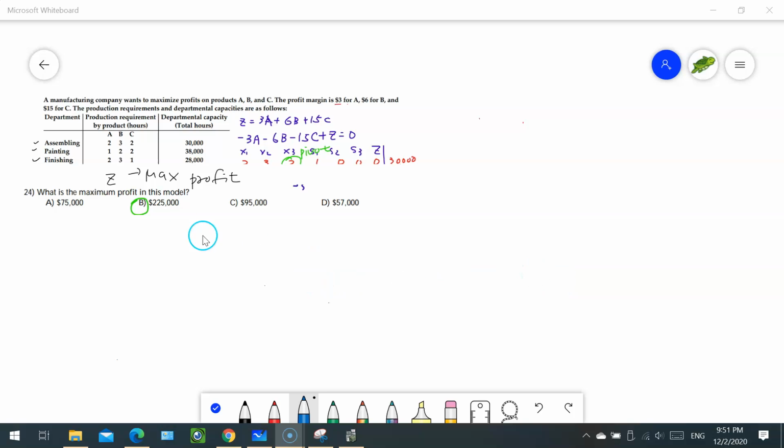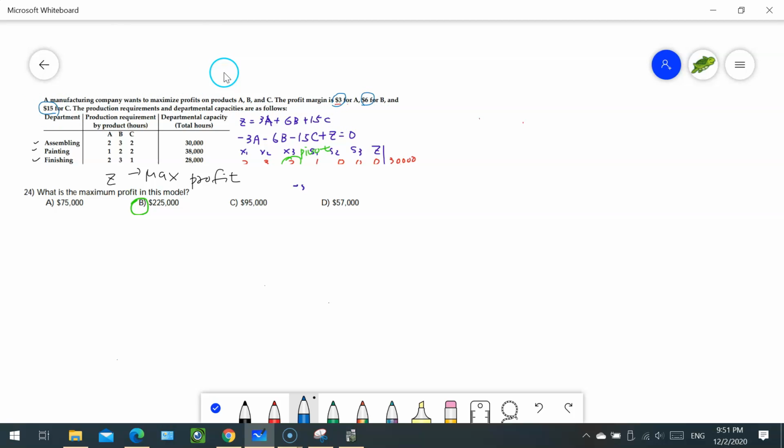Number 24. What is the maximum profit in this model? So the question provides the different department production hours, and it also provided the total capacity hour of each department. On the question, it tells us the profit margin of department A has $3, B has $6, and the C has $15.